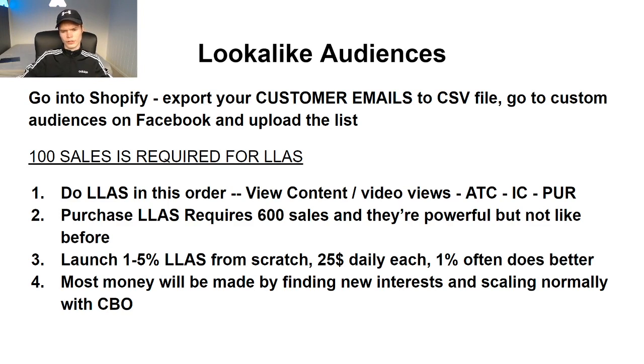I probably have 250 to 300 purchases before that. Once you get like 400 purchases, you can move into initiate checkout, and then you can move into purchase lookalike audiences when you're at like 500 to 600 sales. Purchase LAs, like I said, require 600 sales. Could do it at 500, but I'd probably just say 600.